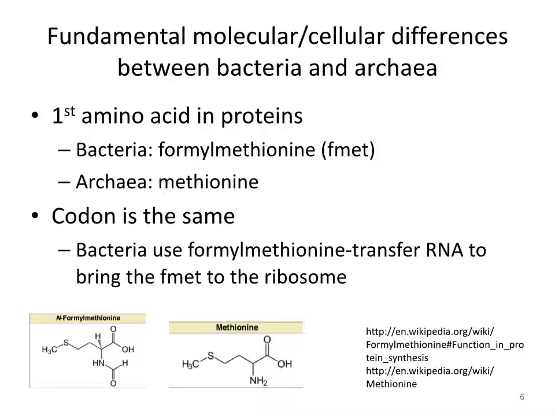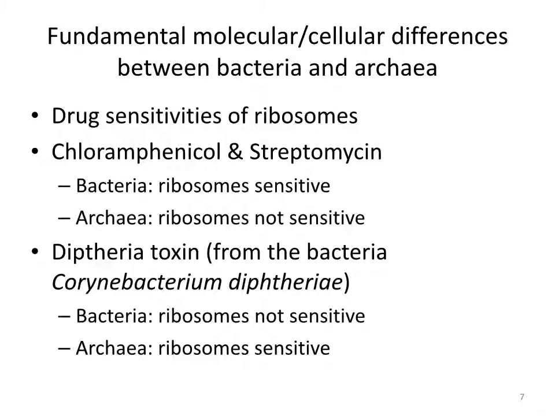So bacteria use a formal methionine transfer RNA. It's a distinct transfer RNA to do this, to bring the F-met formal methionine to the ribosome. Some other things that are interesting and useful biomedically. So there's different drug sensitivities of ribosomes.